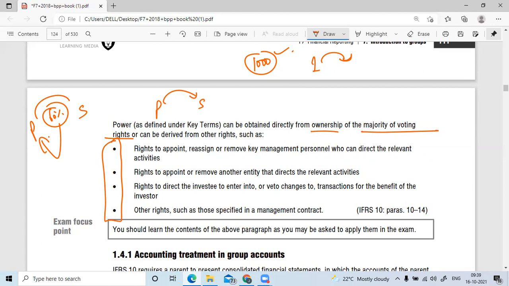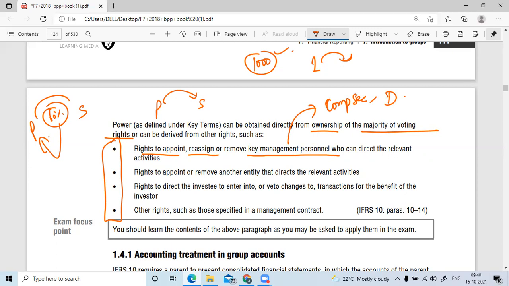But there are some other aspects which can be considered to say whether the parent has power over the subsidiary or not. First, rights to appoint. See, why I am stressing this chapter so much is because they can give theory questions to you. Once we do a chapter properly, it really reduces your burden of reading theory also. Rights to appoint, reassign, or remove any key management personnel, like what? Company secretary, directors, those are all called key management personnel.